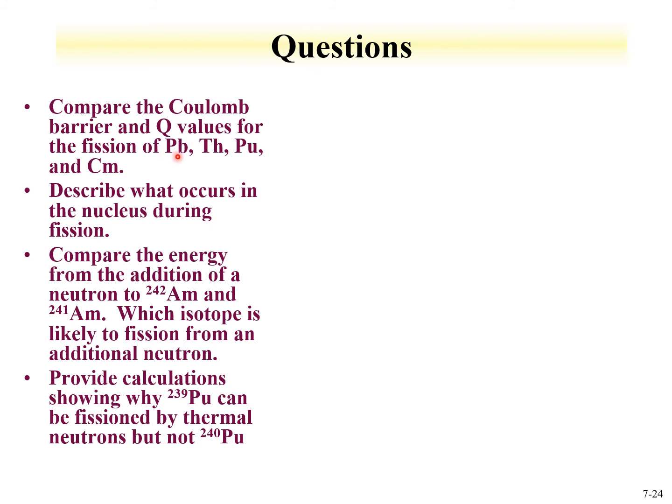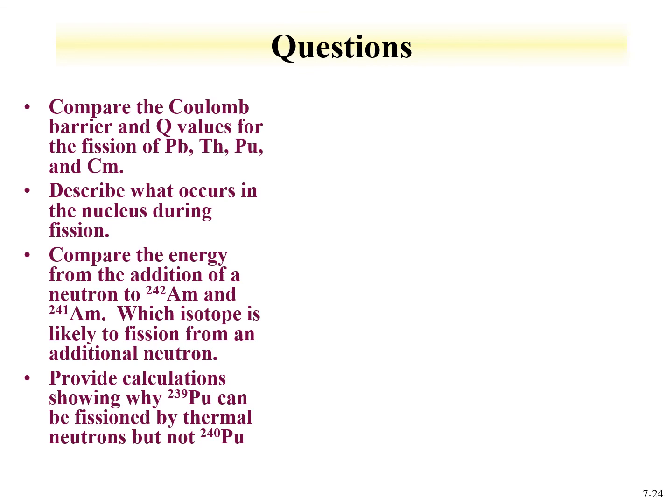And the trend would be that you would see differences in the value for the Q value and the Coulomb barrier, and particularly the difference between those values, as you increase from lead to curium. The fact being that as one increases in Z, that barrier difference increases, therefore fission increases in probability.